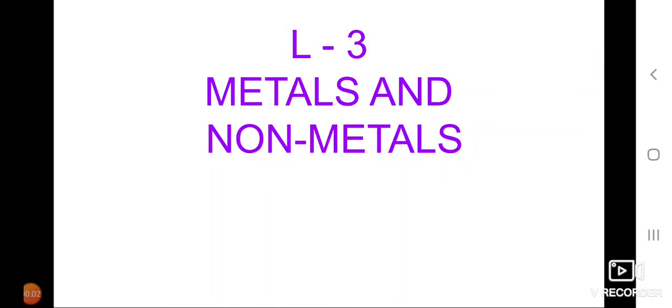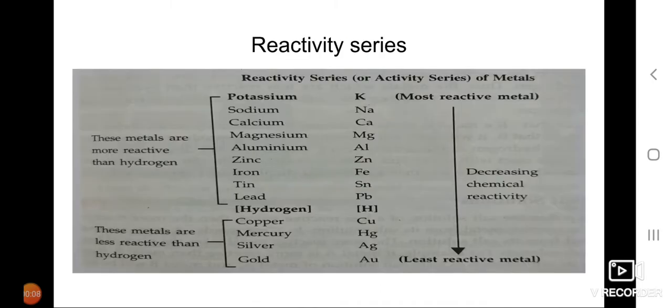Good morning, students. Today we are going to start the next part of metals and non-metals. You can see this reactivity series. The arrangement of metals in a vertical column in the order of decreasing reactivities is called the reactivity series of metals.